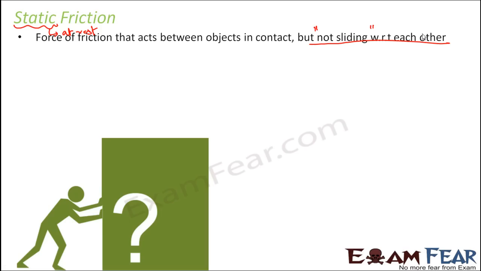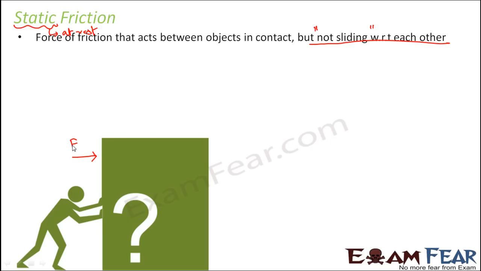So let us look at this example. Here we see that this person is trying his best to push this heavy box. Now the box is quite heavy, so he needs to apply a real good amount of force in order to make this box move. Right now he is trying to apply some force, and let us suppose he is pushing it with a force of F. F is the force being applied by this person to make the box move. But as of now, the box doesn't move.